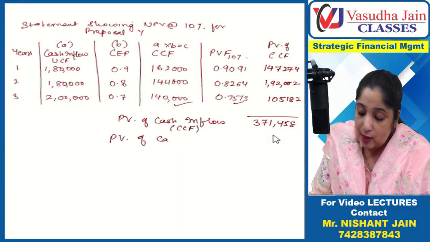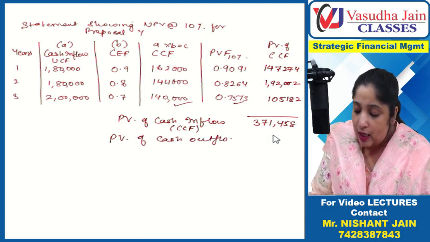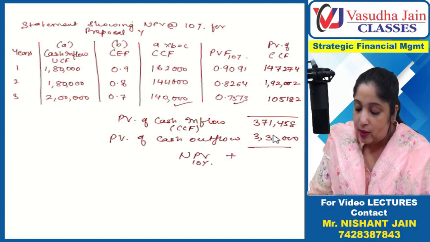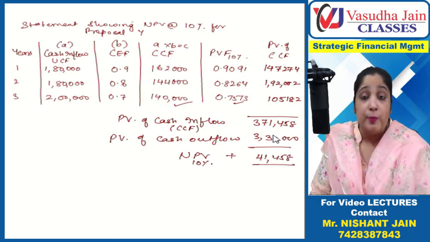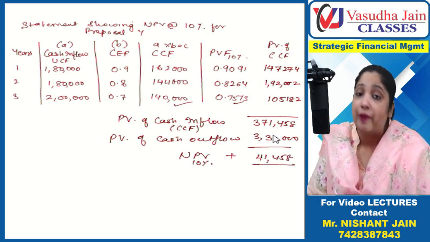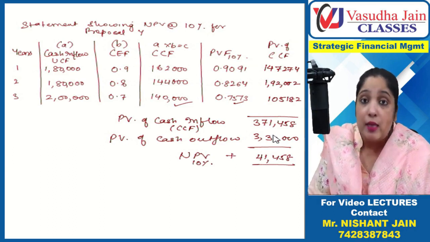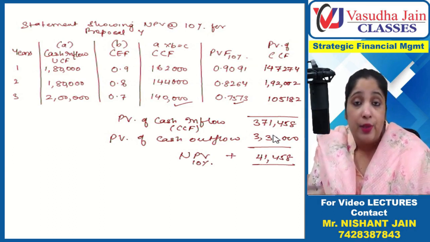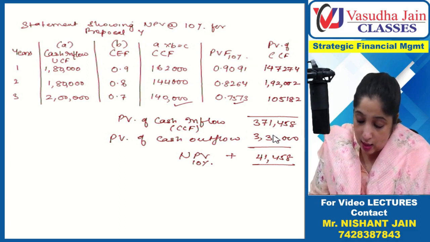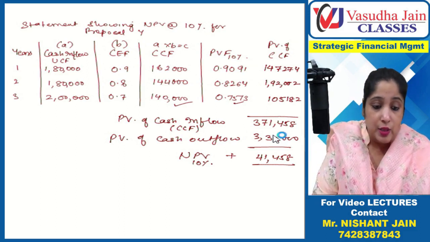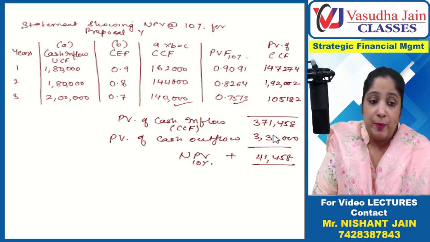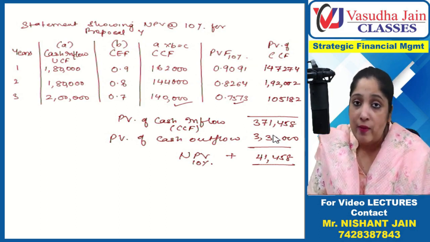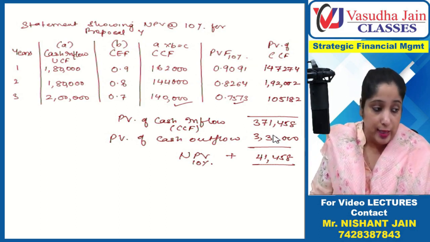What is the present value of your cash outflow? Only 3,30,000. So your NPV is coming out positive at the rate of 10%. How much? 41,458. You are getting more than 10% return with certainty, which is a very good thing. Hence, answer is very clear, decision is very clear. Project X NPV was negative, project Y NPV is positive, so project Y is to be accepted.